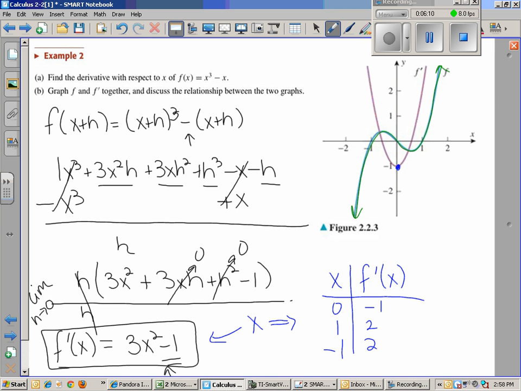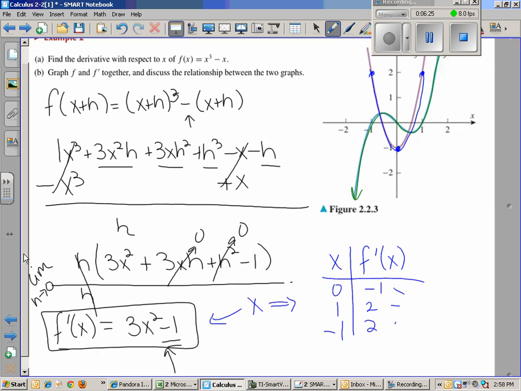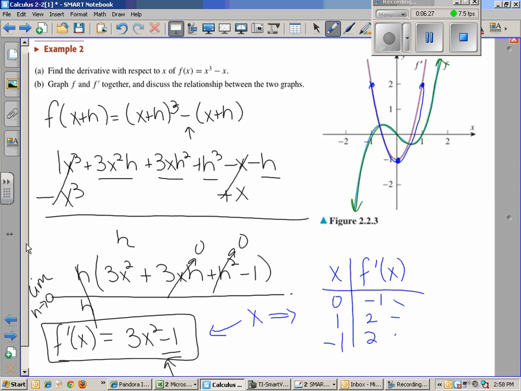Over 1, up 2, negative 1, up 2. See? So these 3 points, and now there you go. You didn't actually have to graph it. There's the picture. But that's what you would do. Also, strongly encourage you to use your calculator. Please, please, please use your calculator.